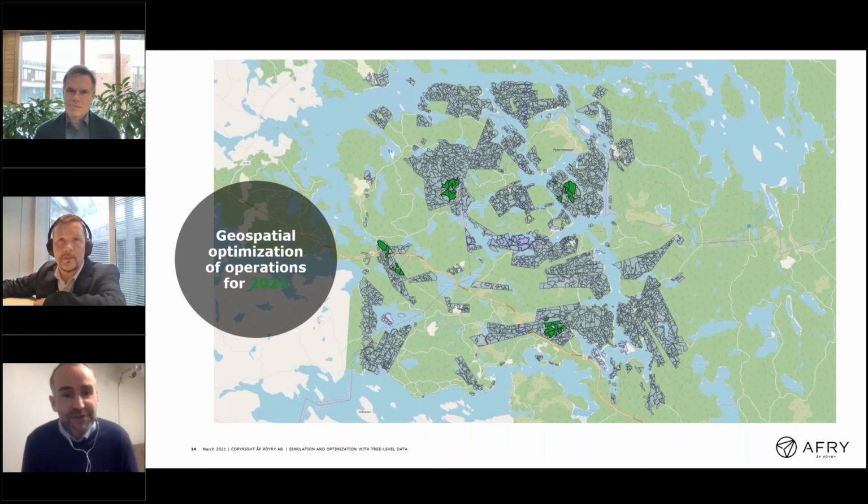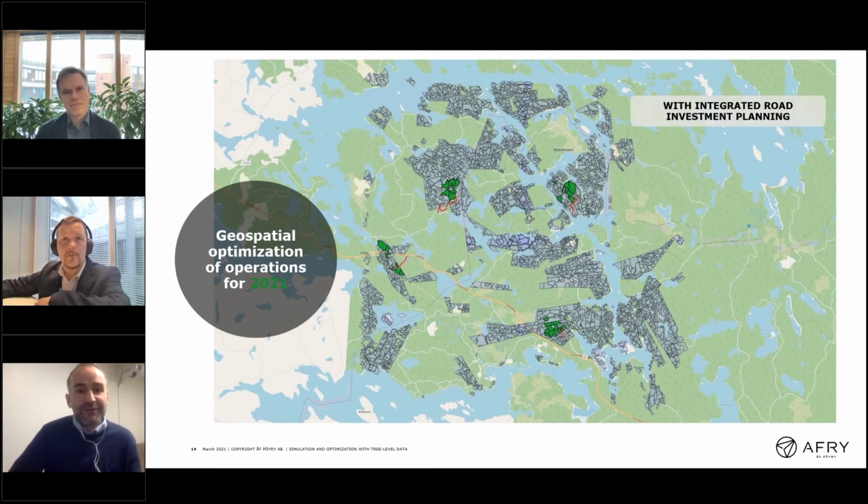And in this picture we see an example of about the same amount of harvested volume coming from only a few harvest blocks, which aggregate these harvests into smaller areas. This spatial optimization is quite an important part in making these strategic plans more actionable. And we have been coupling this also with road investment planning and road maintenance planning. Right.